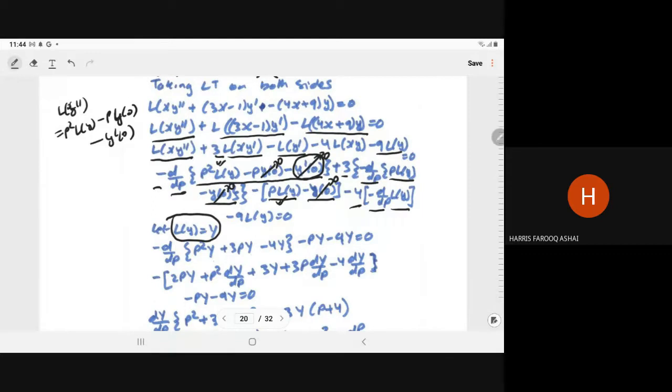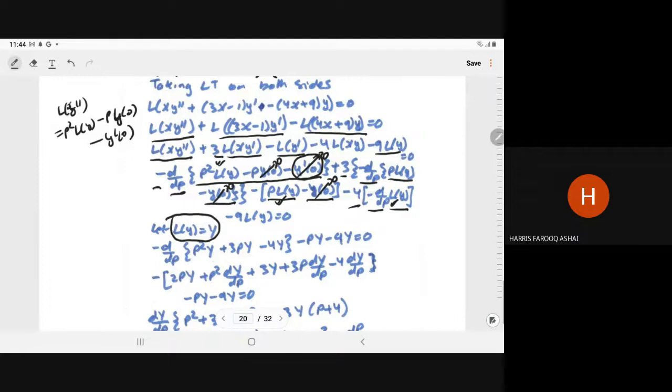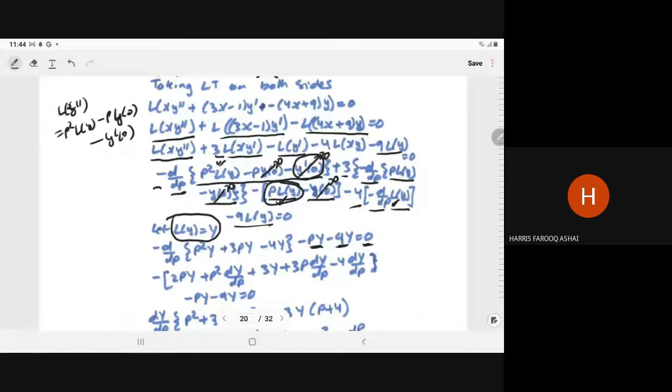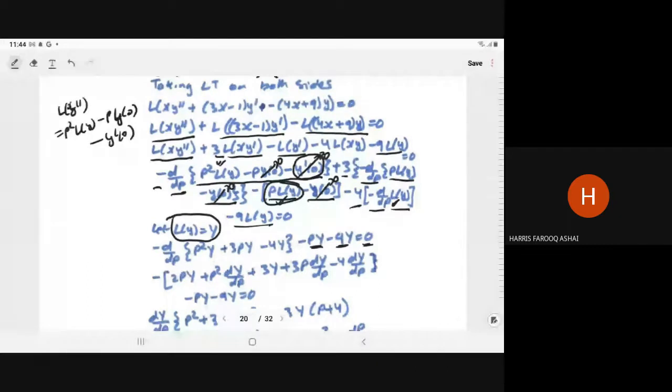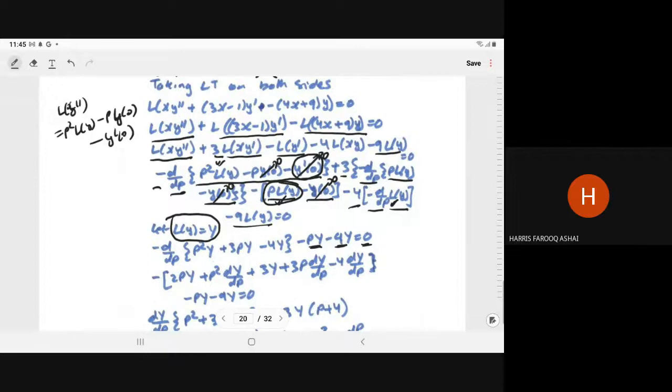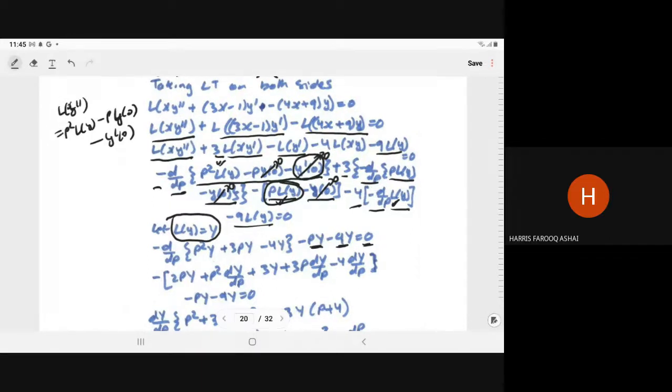So from here we have the minus 4y, and from here we have the minus py, and from here we have the minus 9y is equal to 0. And minus d by dp, you take the common. So inside the bracket we have p square capital Y plus 3p capital Y minus 4y minus p capital Y minus 9y is equal to 0.